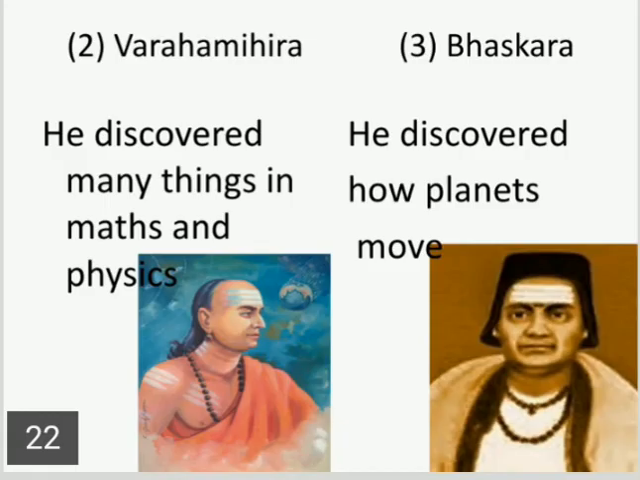Then we have the astronomer Varahamihira. He discovered many things in maths and physics. Then there is another famous astronomer, Bhaskara. He discovered the method of how planets move.